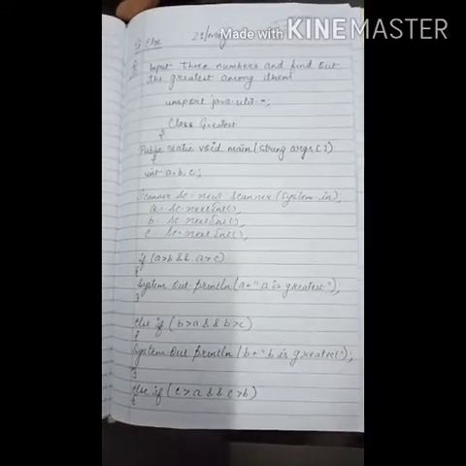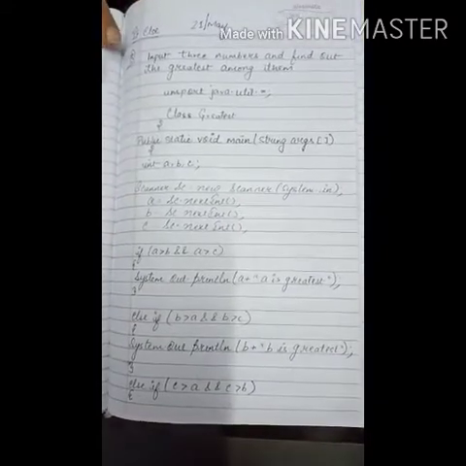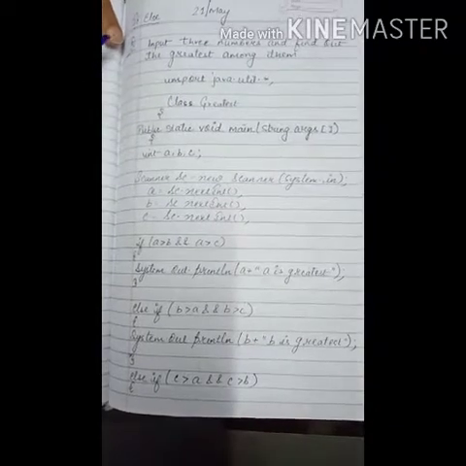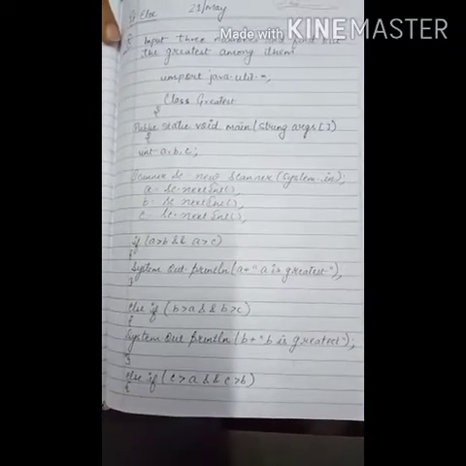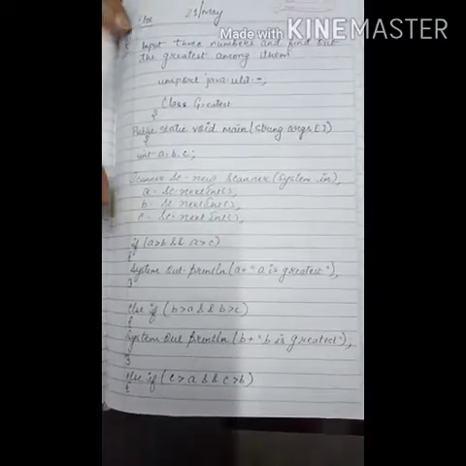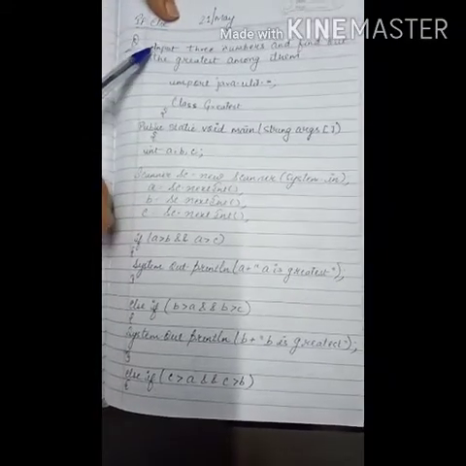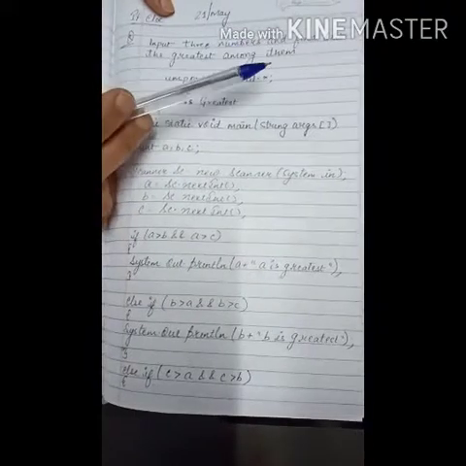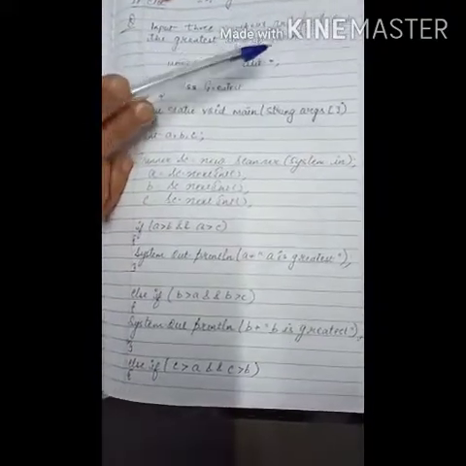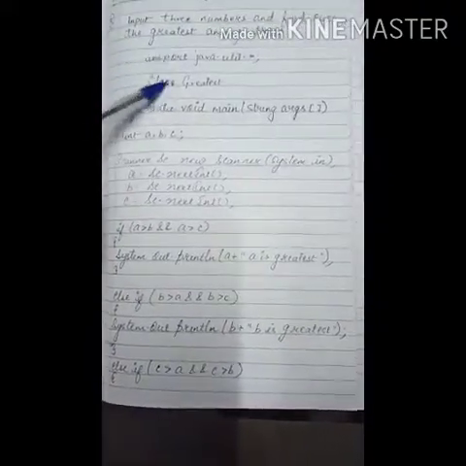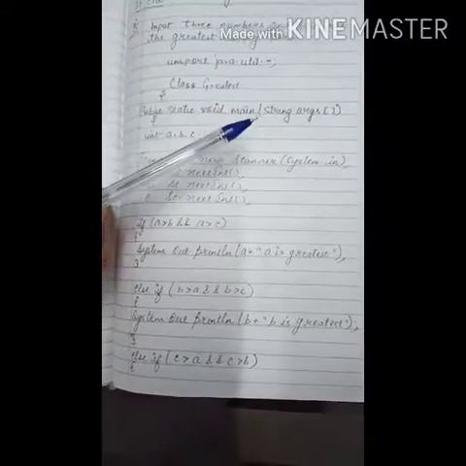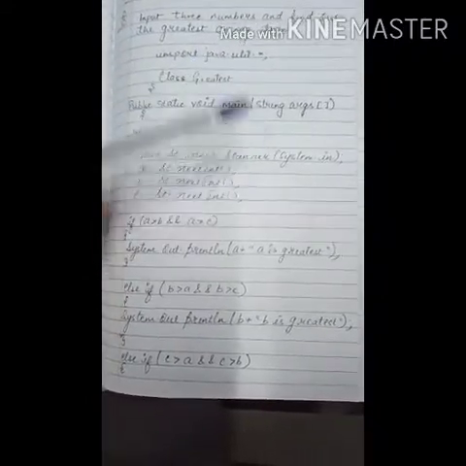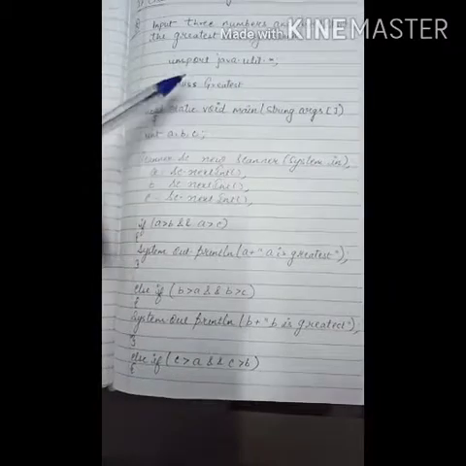Good morning, students. Today we will discuss some more programs of if else and nested if. First is: write a program to input three numbers and find out the greatest among them. So first we will take this util package, because for the Scanner class we take the util package.